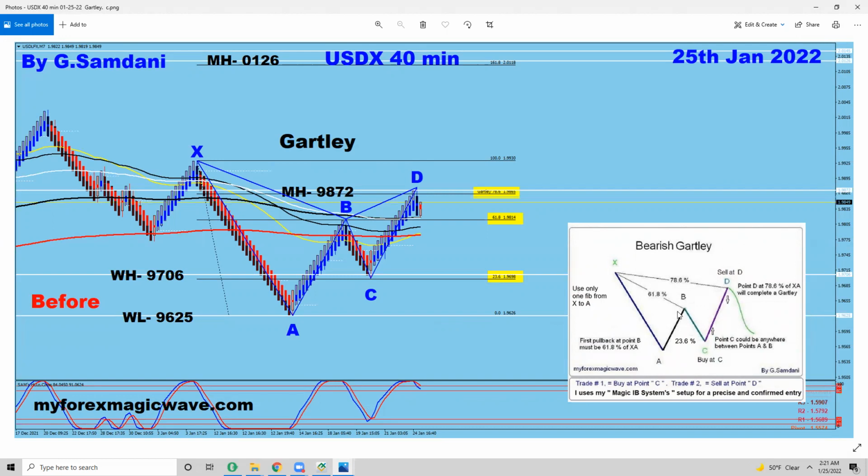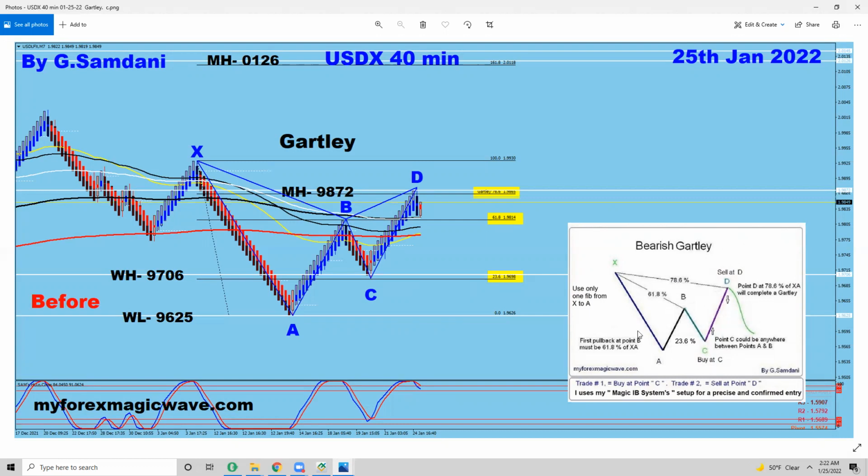The characteristic and the mandatory condition is that point B, the first pullback, must be at 61.8%, which you can see that this is point B, the pullback. After this, I draw the fib from here to here. The pullback is exactly 61%. Then the price drops anywhere between A and B, but ideally the 23% line bounce. Most of the time that happens. And if it is happening, think of it as a guaranteed trade.